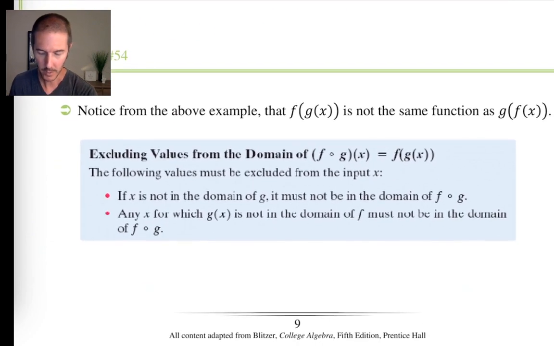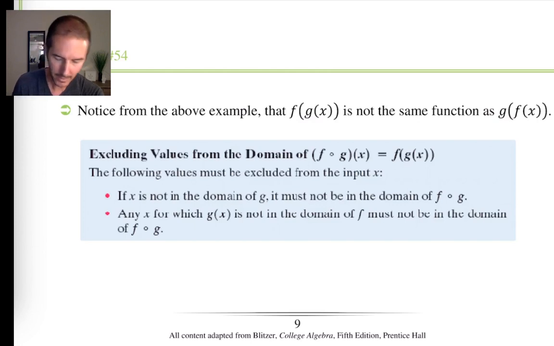What else are we seeing? Excluding values from the domain of a composite function. If x isn't in the domain of your inner function g, then it must not be in the domain of your composite function. And any x value for which g of x is not in the domain.